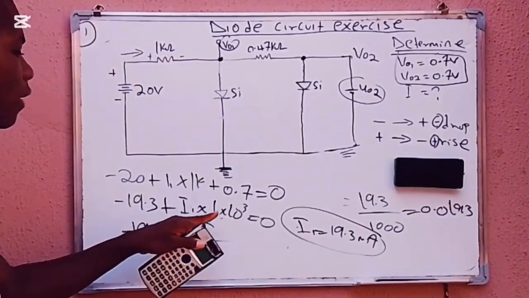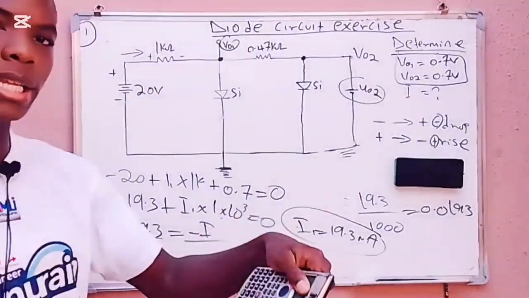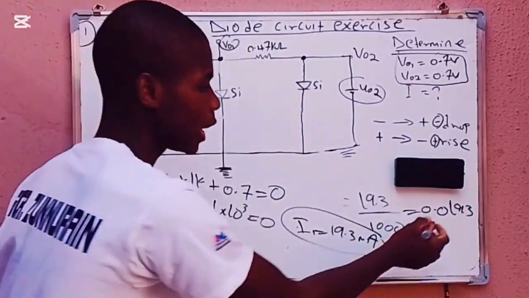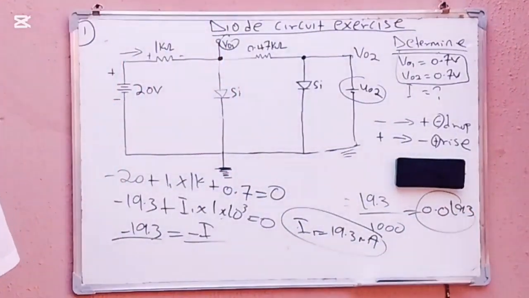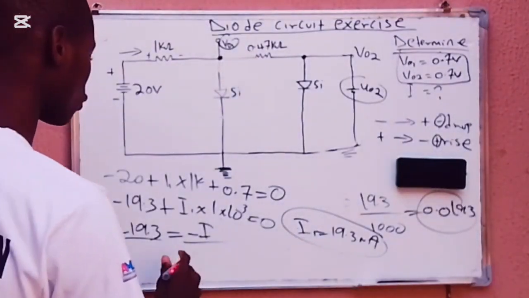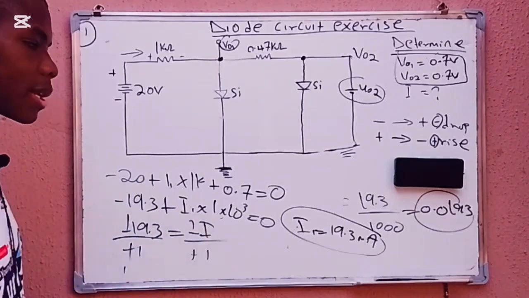But don't forget I have kilo, and I have to eliminate the kilo. If I eliminate the kilo, at the end I will have milliamps. But if I go with the kilo, at the end I will end with 0.00 something, which I can then convert to milliamps of current. So if I divide both sides here by negative 1, the negative sign will cancel.